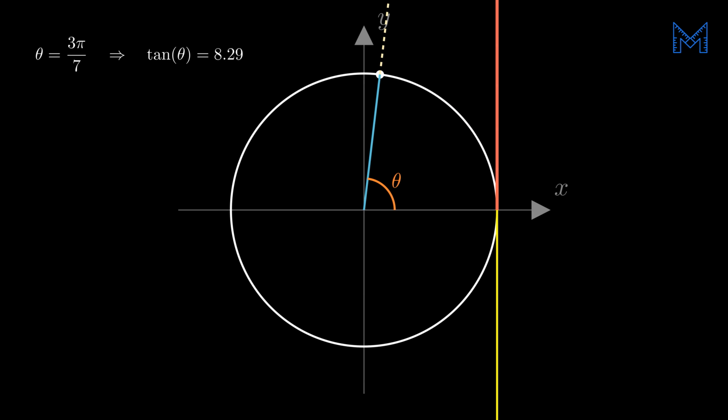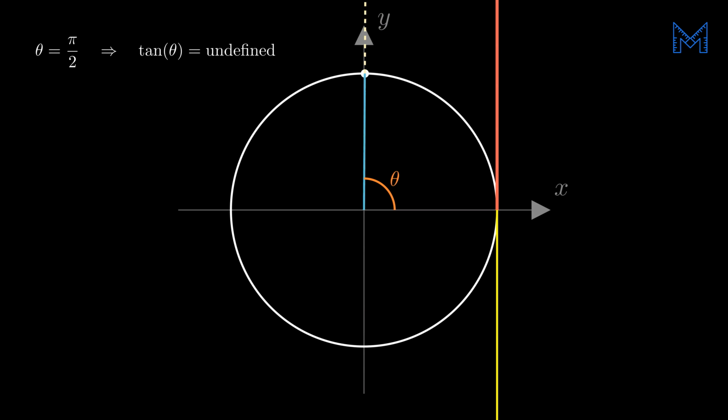Watch carefully what happens as we approach pi over 2. The side of the angle becomes steeper and steeper, and the value of the tangent shoots up very quickly toward infinity. At the exact moment we reach pi over 2, the side of the angle becomes strictly parallel to our tangent line. Since they're parallel, they'll never meet. That's the geometric reason why the tangent of pi over 2 is undefined.